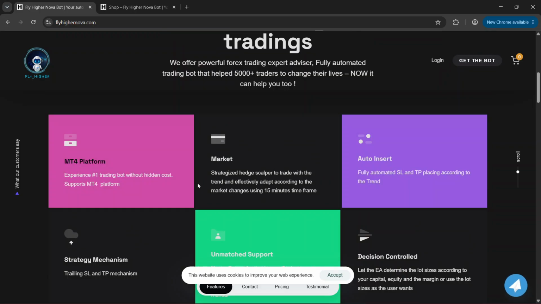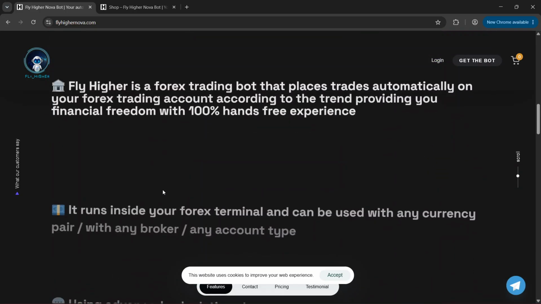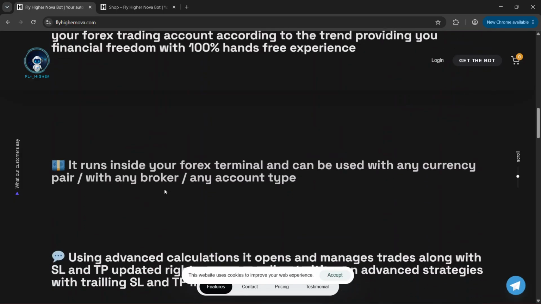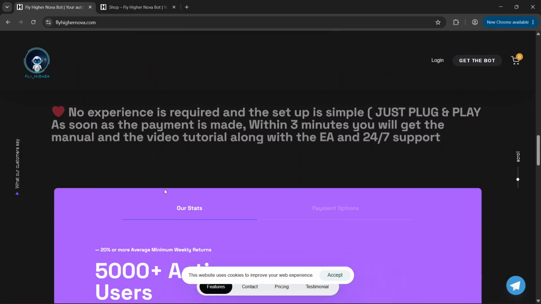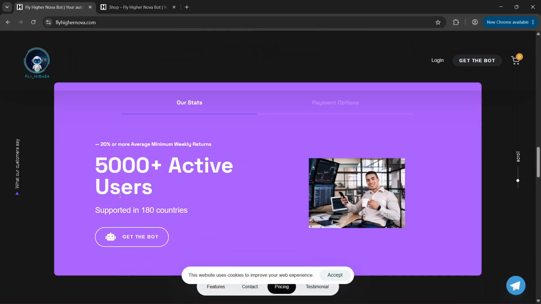They emphasize no experience needed, that you can just plug and play it. They also push the 20% or more average minimum weekly returns line and claim over 5,000 active users across 180 countries. That's the full story they put out there.